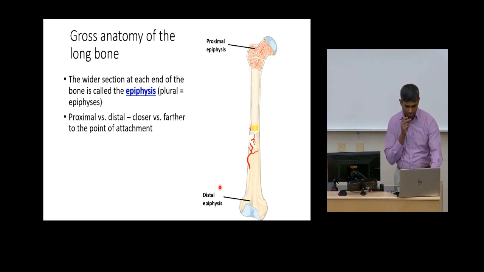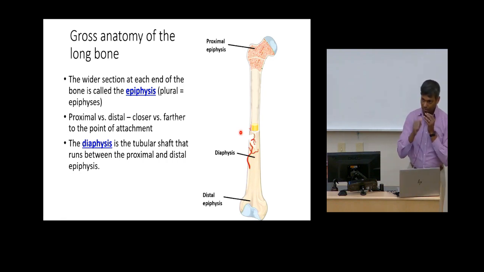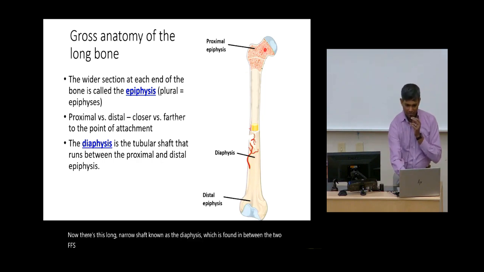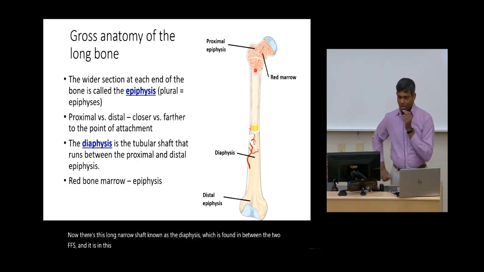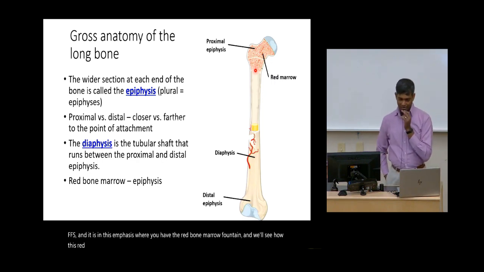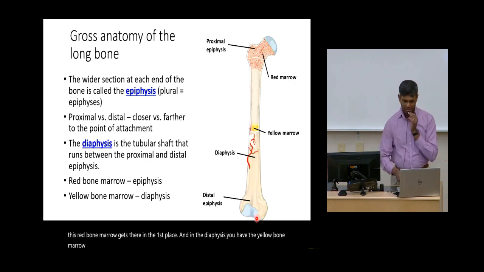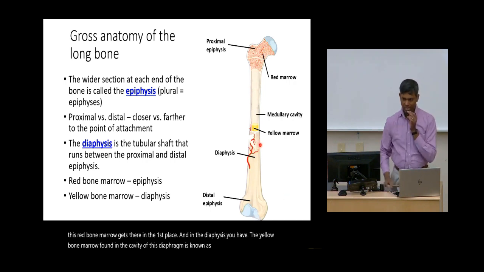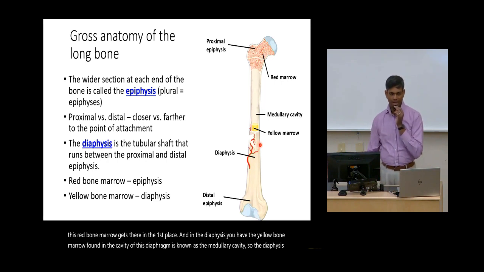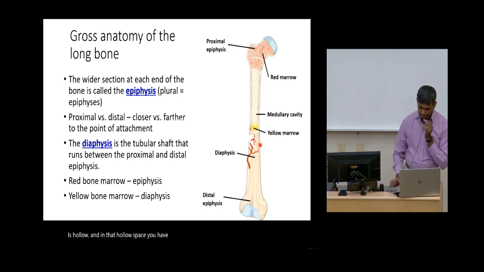Now there is this long narrow shaft known as the diaphysis, which is found in between the two epiphyses, and it is in the epiphysis where you have the red bone marrow found, and we'll see how this red bone marrow gets there in the first place. And in the diaphysis you have the yellow bone marrow found in the cavity of this diaphysis known as the medullary cavity. So the diaphysis is hollow, and in that hollow space you have the yellow bone marrow.